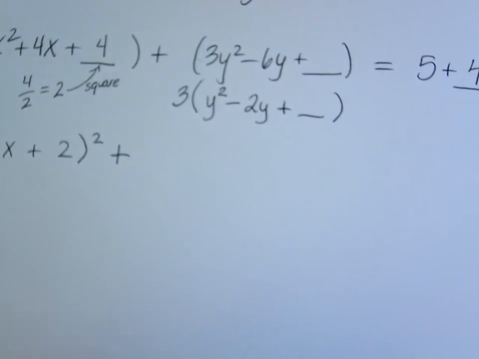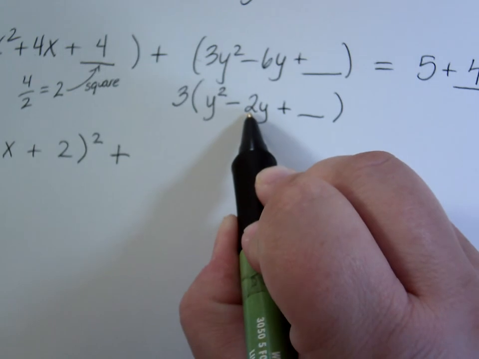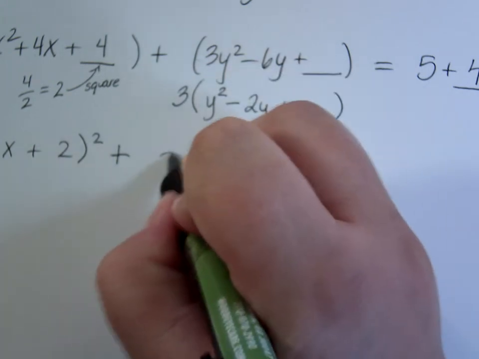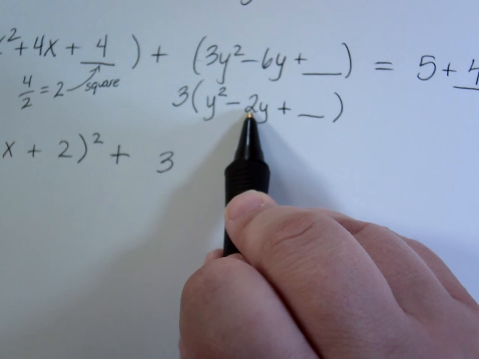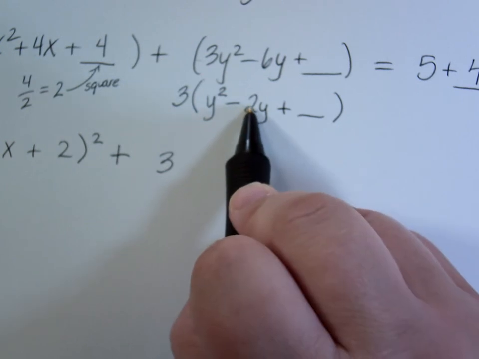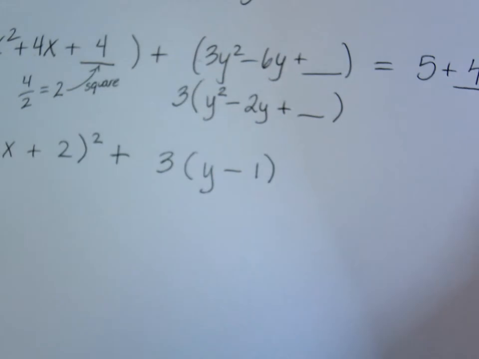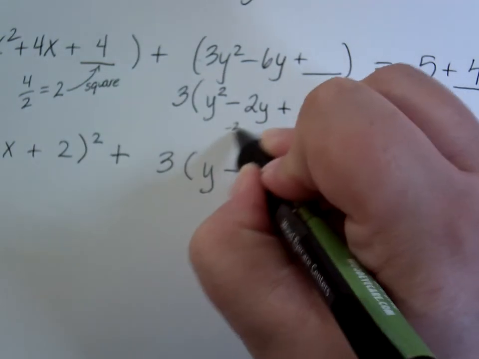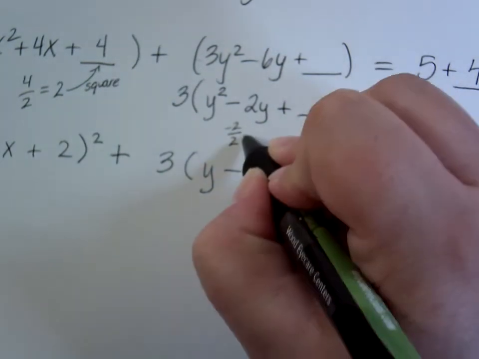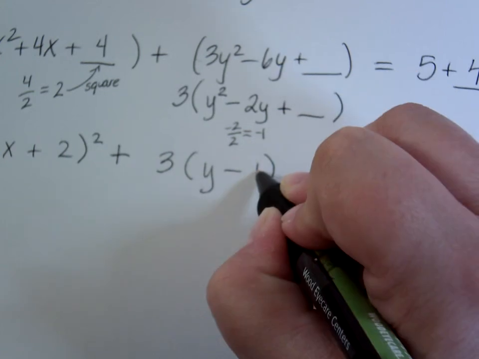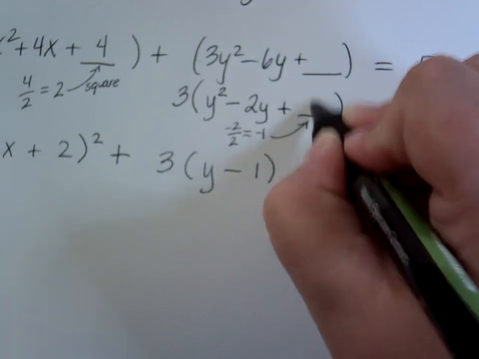Now I've got to complete the square. The parentheses is ready to be done. Okay, ready for me to complete the square. So half of negative 2, that's negative 1. So divided by 2, that gives me negative 1. That's what goes here. Then I square that, and that's what goes here.